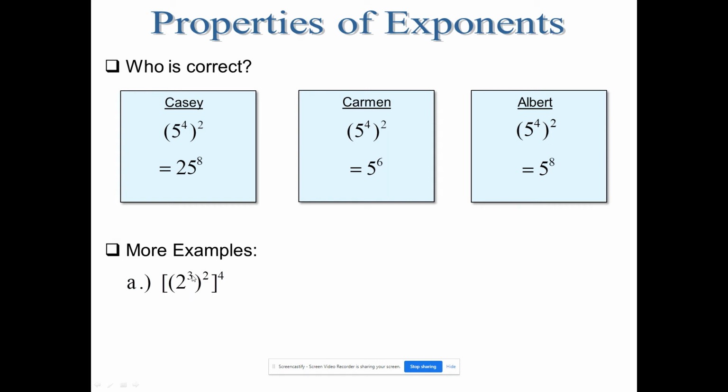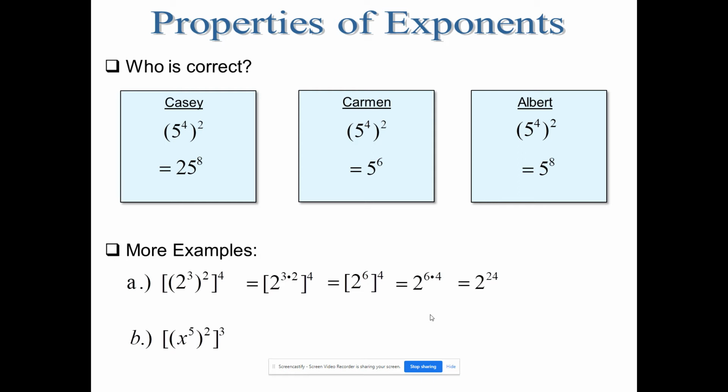So I have 2 to the third raised to the second power, right? Which means I'll keep the base and multiply the exponents. I'll get 2 to the sixth. Now I have 2 to the sixth raised to the fourth power, which means I'll do it again. Keep the base, multiply the exponents, and I get 2 to the 24th. Okay, so it's actually a really easy rule. You just got to know the difference between the product and the power rule.